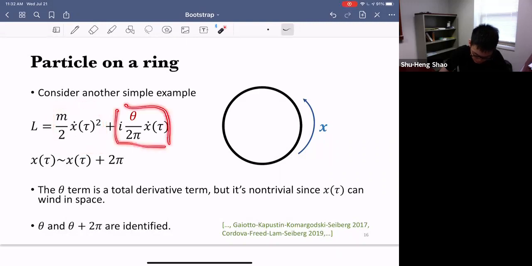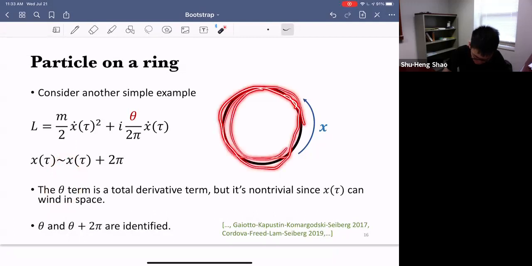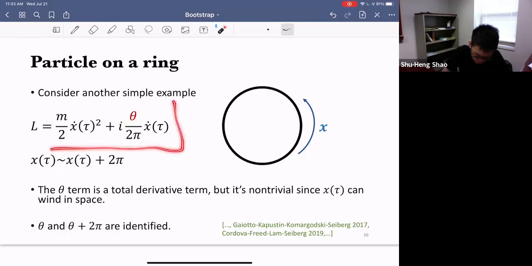The second term is a theta term with the coefficient theta. It's linear in x dot. This is a total derivative term, but it's non-trivial because x can wind in space. We can have some Euclidean configuration such that when we change tau around the Euclidean time, the target space circle is wrapped many different times. And because x has 2 pi periodicity, theta is identified with theta plus 2 pi. Namely, in the absence of any background field, this quantum mechanics with theta is the same as the quantum mechanics with theta plus 2 pi.